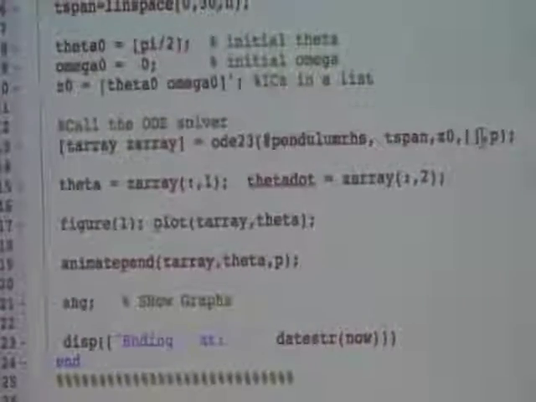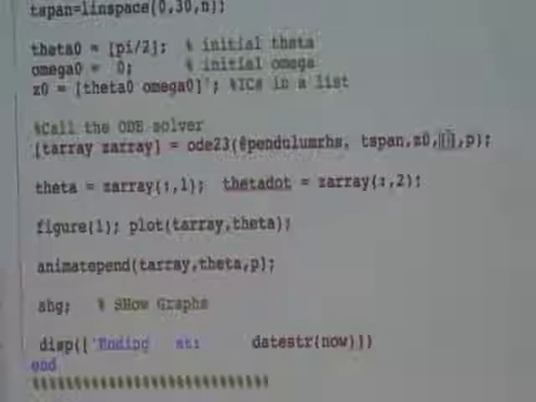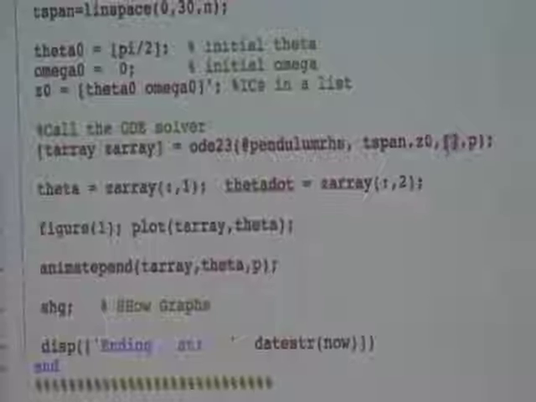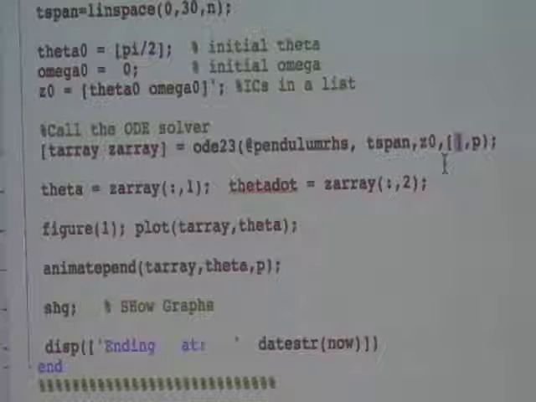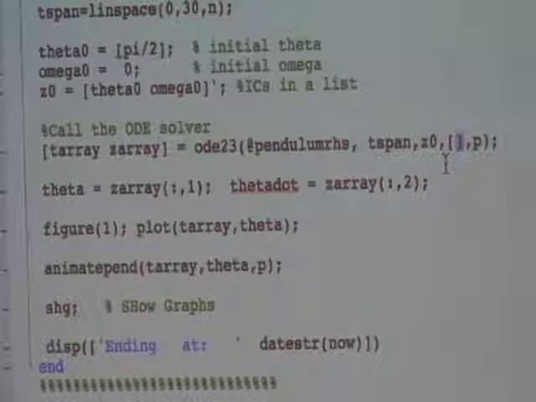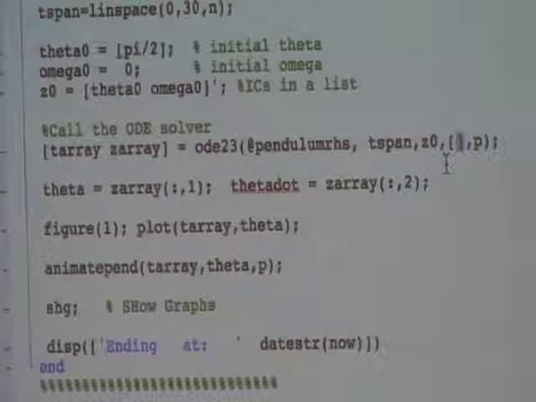Now, in the program we wrote, our accuracy variable here was n. In MATLAB, the accuracy variable is actually a giant list of options. There are about 30 different things you can pass in here. For now, let's just use the defaults. So we put in empty brackets there. We're saying, just do what you want to do. But you have to put the empty brackets, and you pass in the parameters.